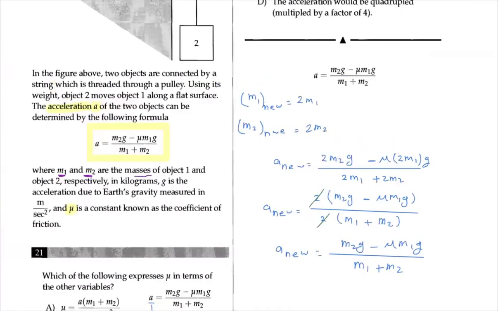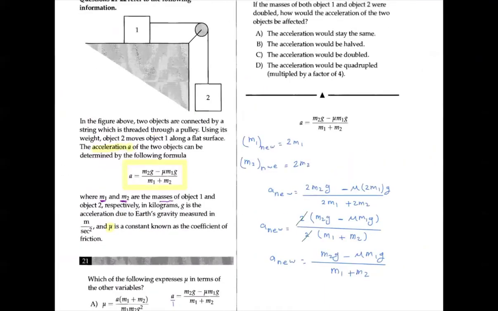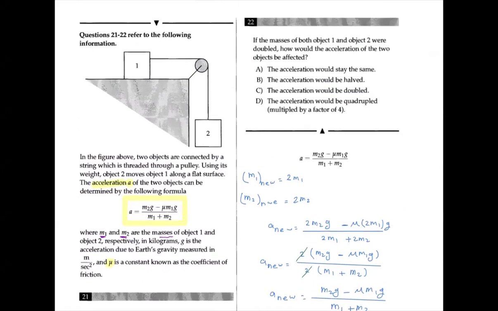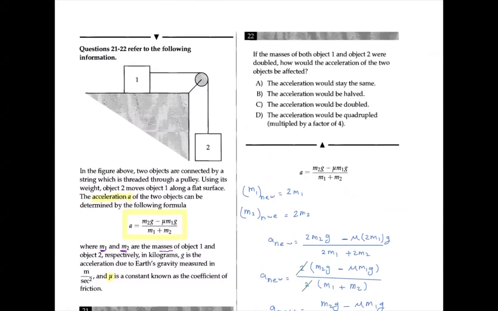Look at this. Do we have any change in the acceleration? Would the acceleration stay the same, be halved, be doubled, or be quadrupled? As you see, guys, there is no change in the acceleration. So the correct answer: if you double both objects 1 and 2, the acceleration would stay the same. It would not be affected.